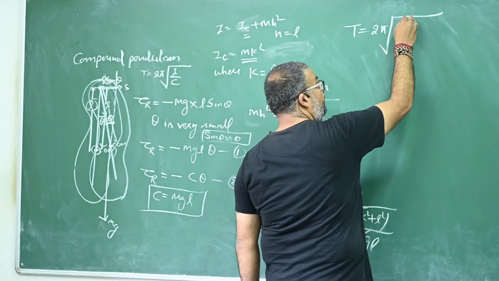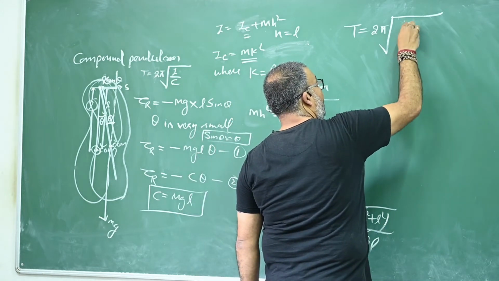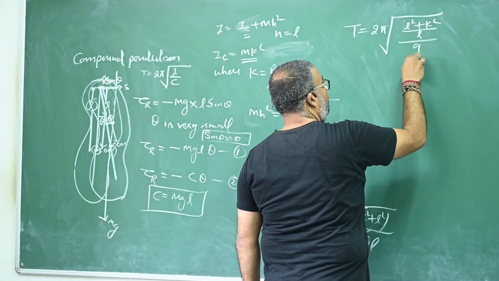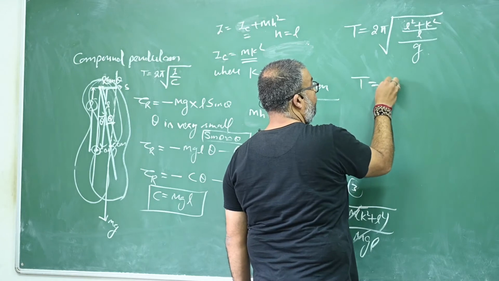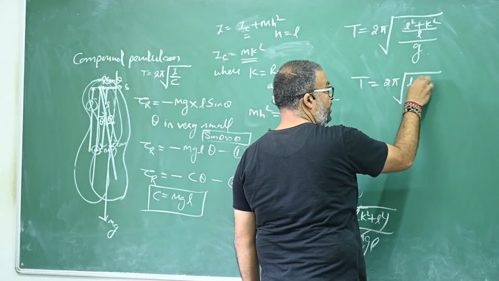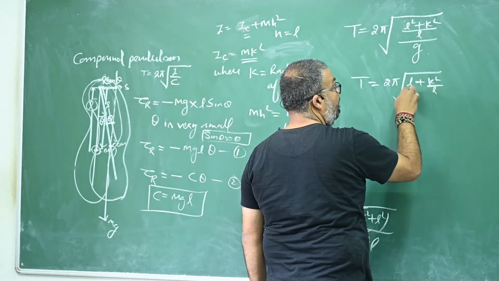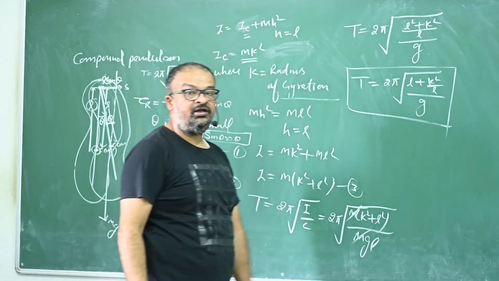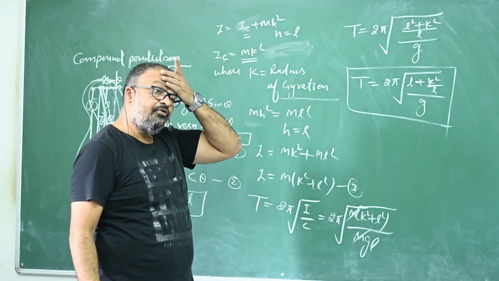I will write it again. L square plus k square by L upon g. So this time period will become 2 pi square root of L square by L is L, plus k square by L, upon g. This is the time period of this rigid body. Okay, one more thing.